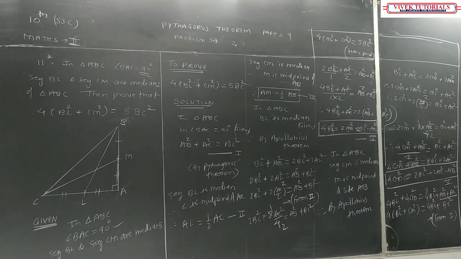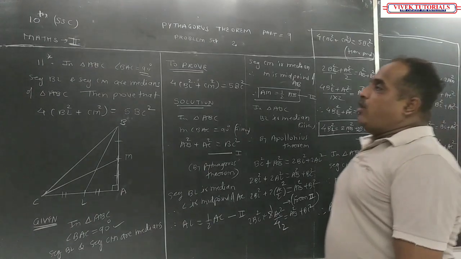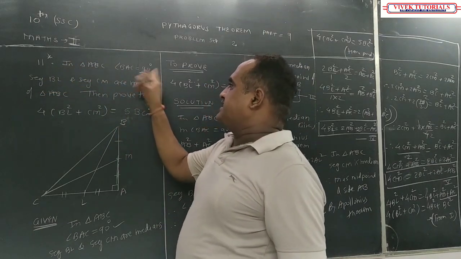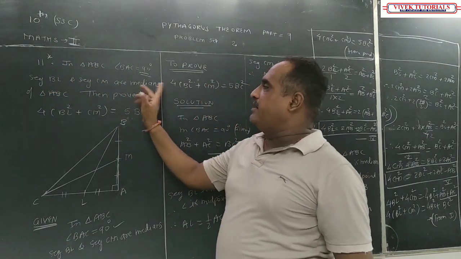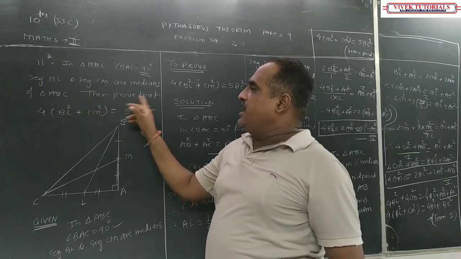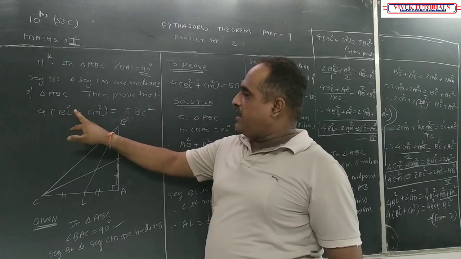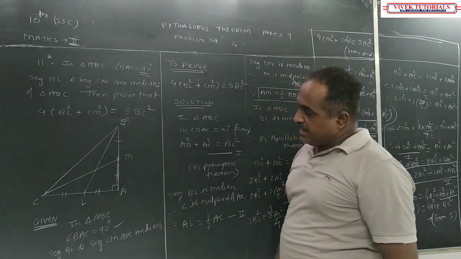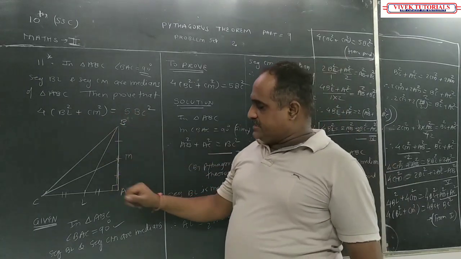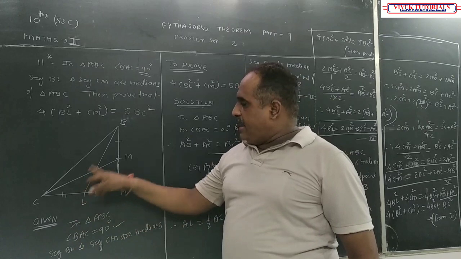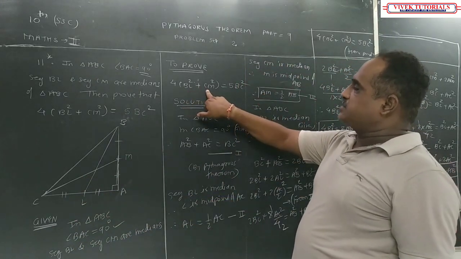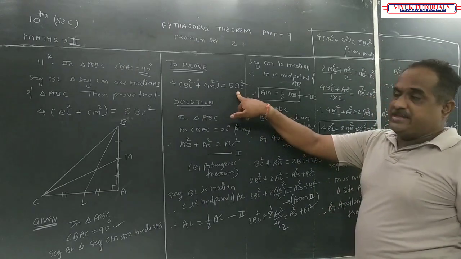This is the question which we started with. What they have given to you: in triangle ABC, angle BAC is 90 degrees, BL and CM are the medians of triangle ABC. Then prove that 4 in bracket, BL square plus CM square is equal to 5BC square. This is the figure. Angle A is 90, and BL and CM are medians. So what I have to prove? 4 in bracket, BL square plus CM square is equal to 5BC square.